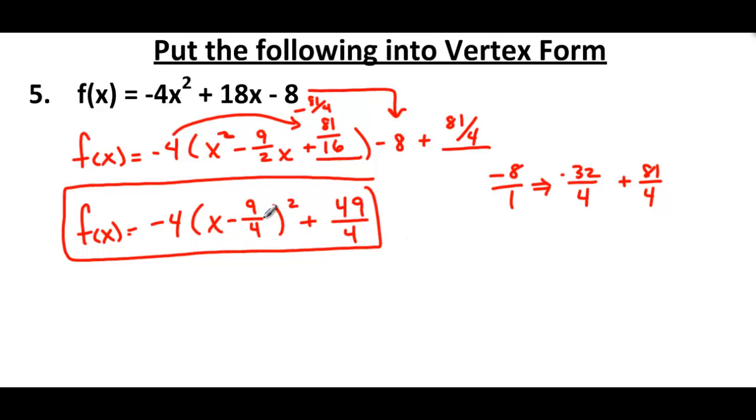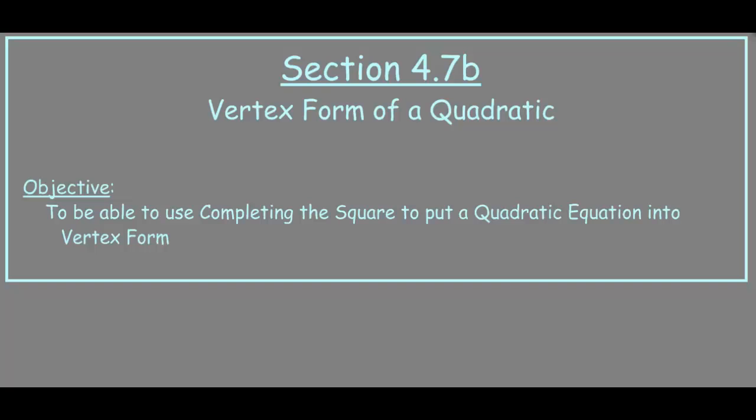Sometimes the numbers work out really nice. Sometimes they're big, sometimes they're small, some positive, negative, and fractions. But this process of what we did for completing the square is the same. I hope you feel a little bit better about putting a quadratic into vertex form by using completing the square.